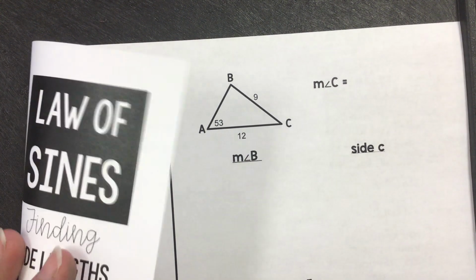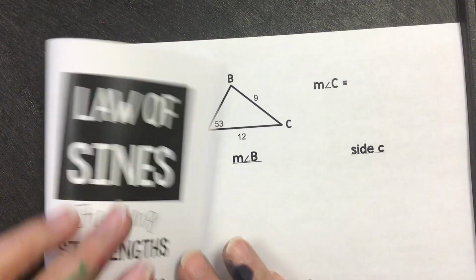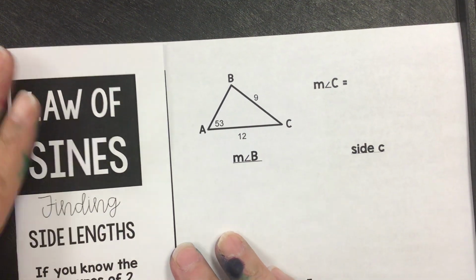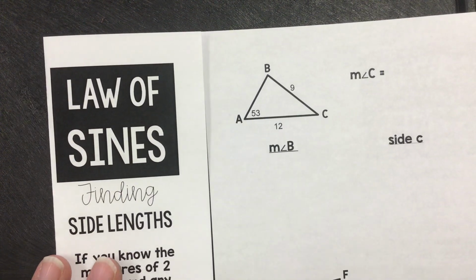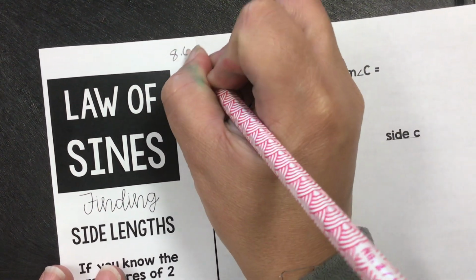This is the foldable for section 8.6. I separated the section into two parts. One is the law of cosine and the law of sine that we're doing today.